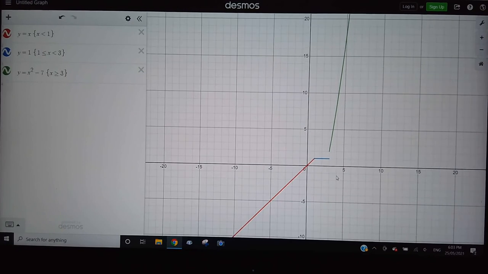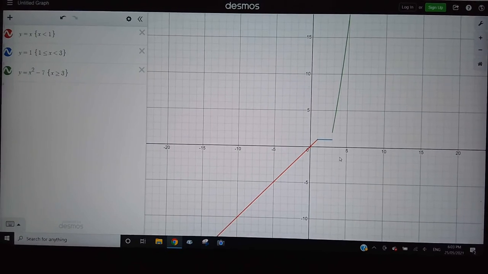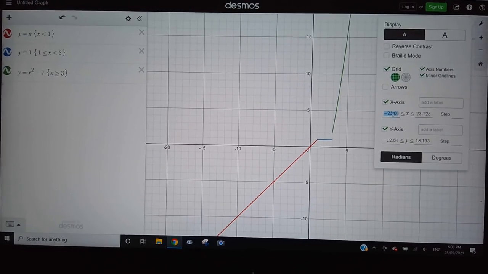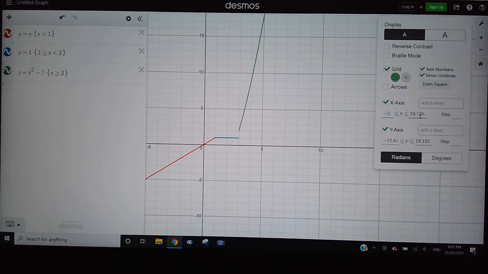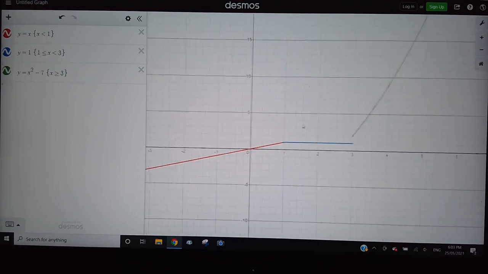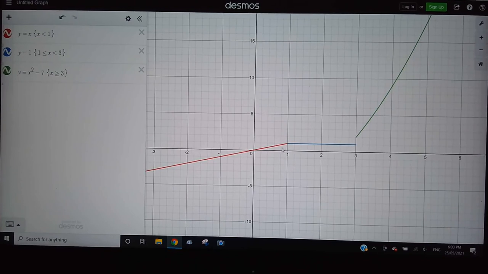I could probably stretch it out horizontally a little bit more, just so you're able to see the parabola component. It's to scale, 1 to 1, but if we wanted to, we could adjust the x-axis. So instead of from negative 23, I could say maybe negative 5 to positive 5, perhaps. And maybe just move that over, that way we can see the parabolic component a little bit more.